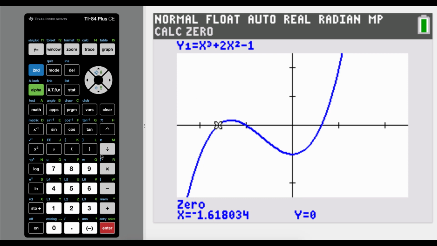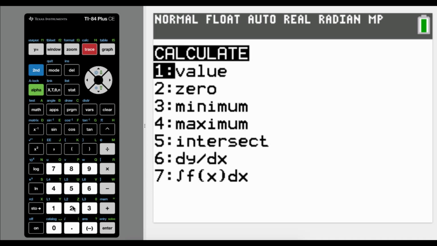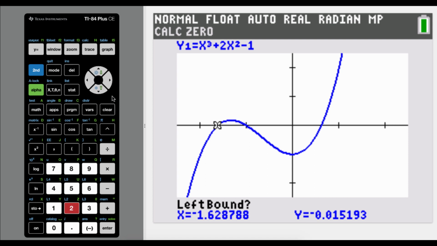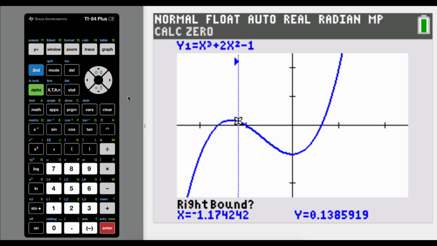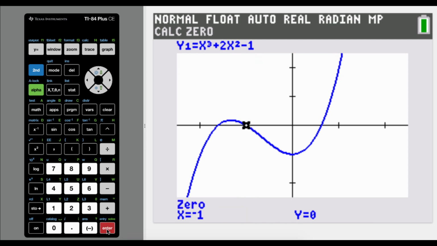Then we're going to go through and find our next x-intercept. So I'm going to hit second and trace again. We're finding another 0, so I'm going to pick option number 2. This time I'm focusing on this x-intercept, and it looks like it's happening at about 1, but let's confirm it just to be sure. So we get our left bound point, hit enter. We get our right bound point and hit enter. Again, we can take a guess, but we don't need to. We can just hit enter one more time. So that x-intercept is in fact at negative 1.